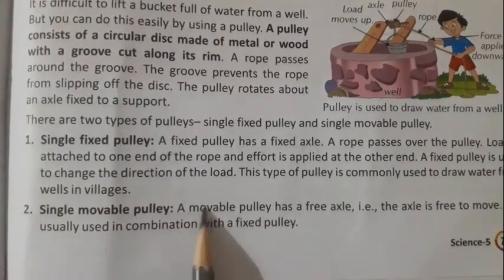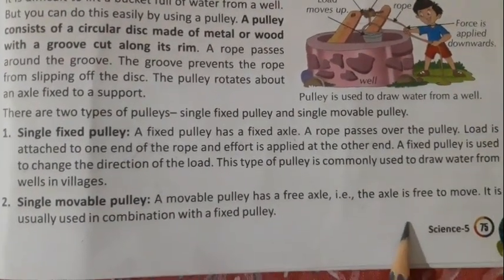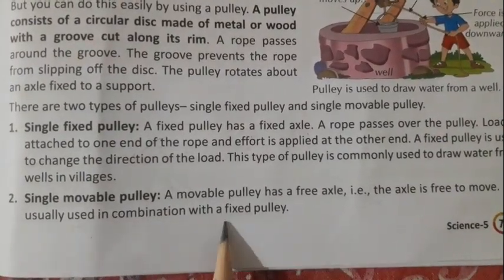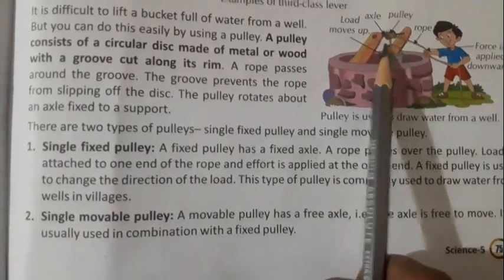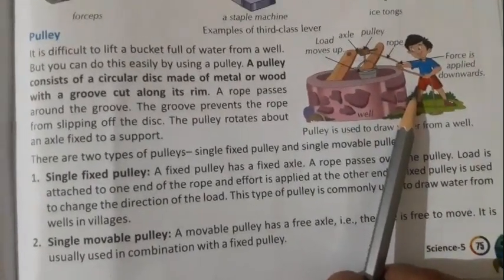A movable pulley has a free axle. The axle is free to move. It is used in combination with a fixed pulley. Now this is a single fixed pulley where the effort is applied in the direction.